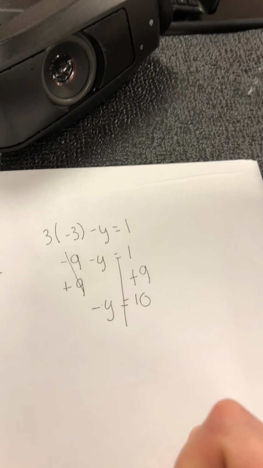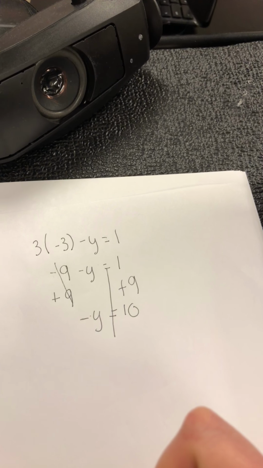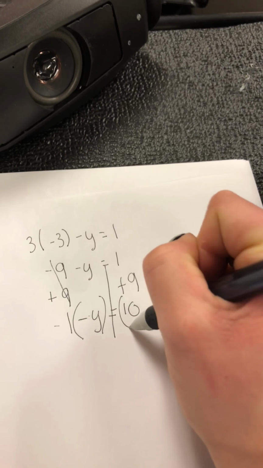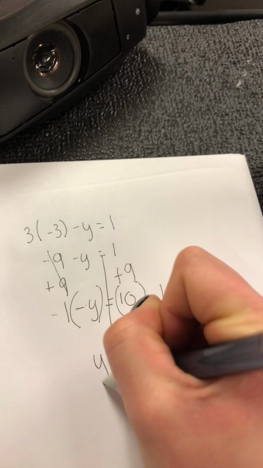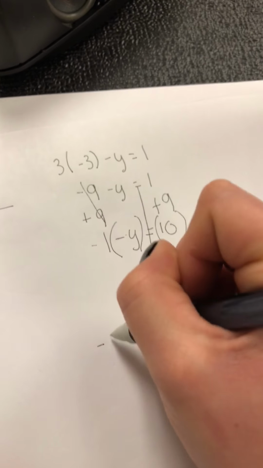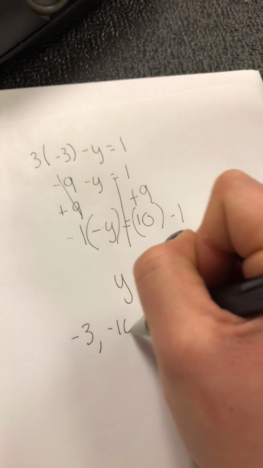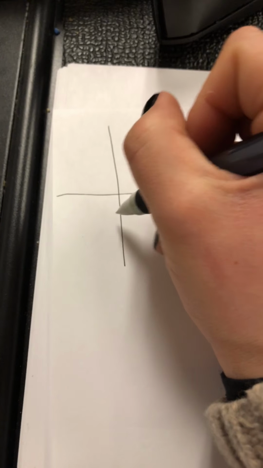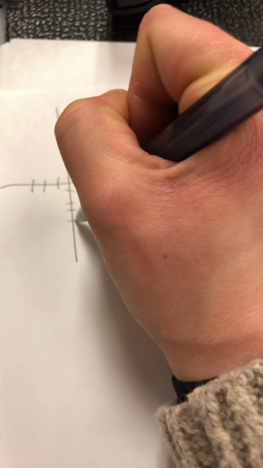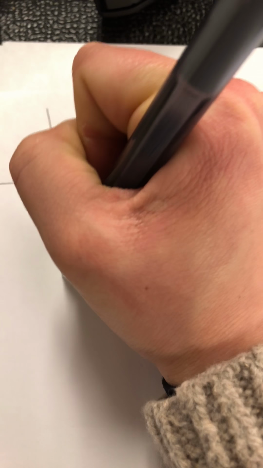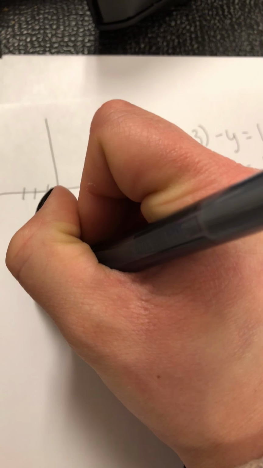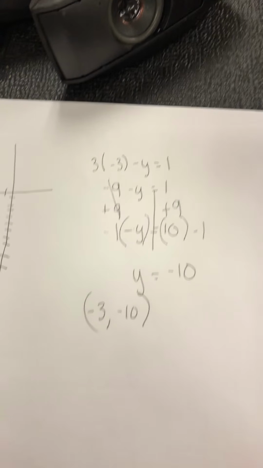Does anyone know how we do that? If you said multiply or divide by -1, you're right. So y actually equals -10. So now I have my ordered pair. My x is -3 and my y is -10. So I'm going to go over my x is -1, 2, 3, and my y is -1, 2, 3, 4, 5, 6, 7, 8, 9, 10. Plot my point. That's the first one.